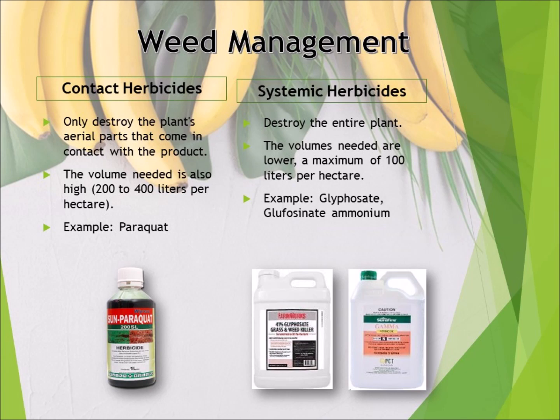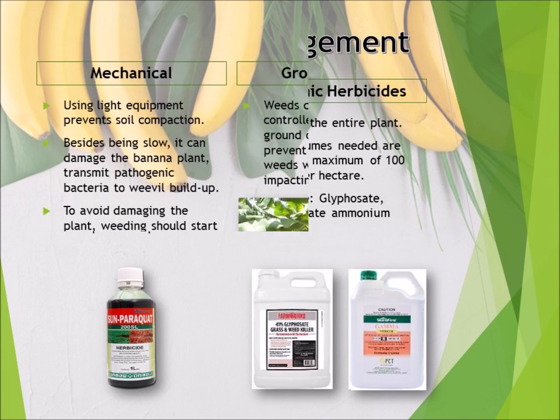Another chemical herbicide is generally known as systemic herbicide. This chemical can destroy the entire plant with a lower volume than contact herbicide, using a maximum of 100 liters per hectare. Systemic herbicides include glyphosate and glufosinate ammonium.